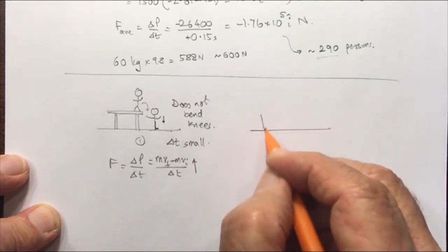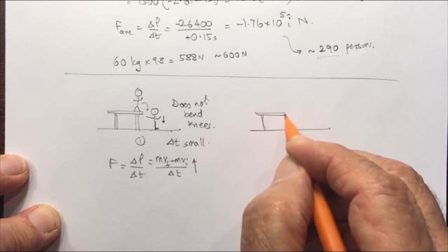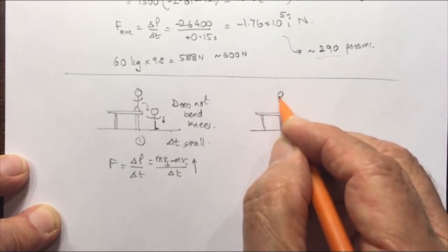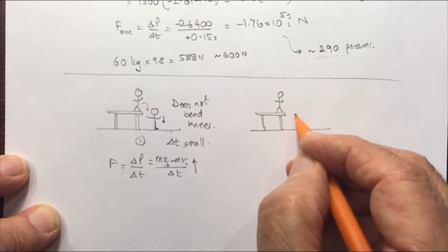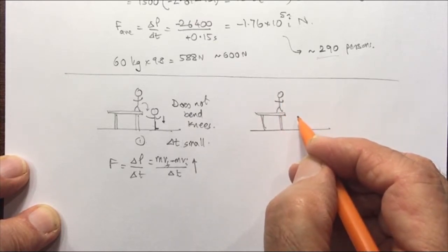Now, the same person from the same height jumps off once again, but this time as he falls, he bends his knees.